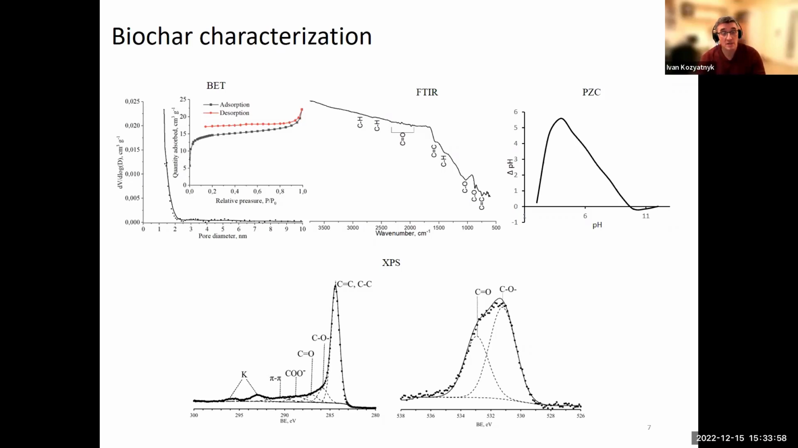What I would say about this sample of biochar, it was quite a highly carbonized material. The temperature of carbonization was measured by my colleagues in Kenya. It was about 700 degrees, so it was quite well carbonized. It has relatively high porosity for biochars, about 50 square meters per gram, and also has some oxygen functionality on its surface.